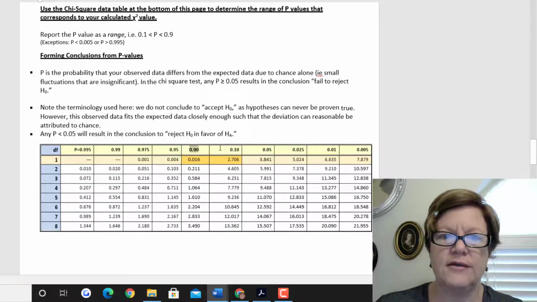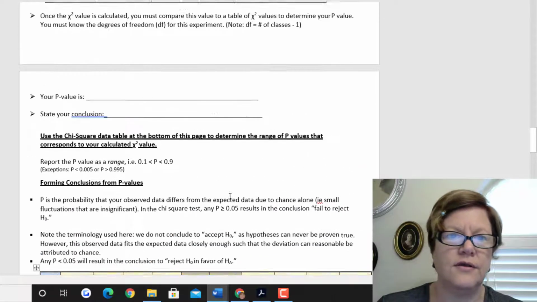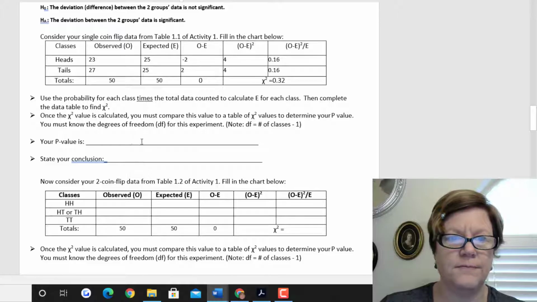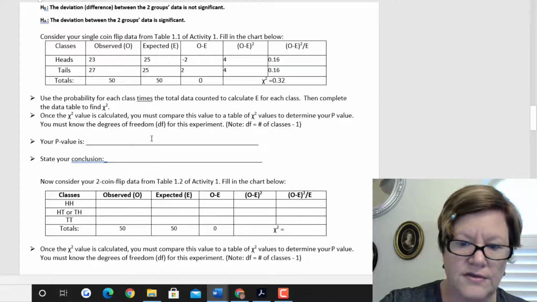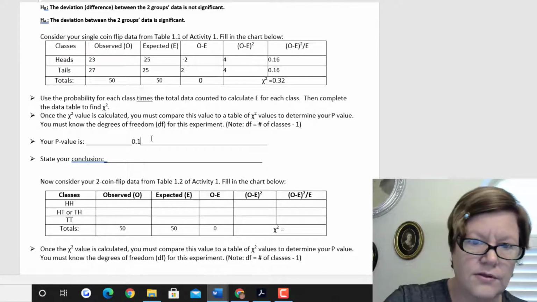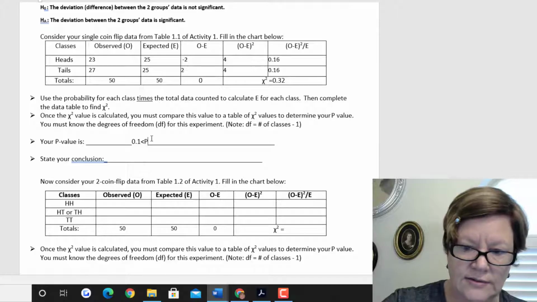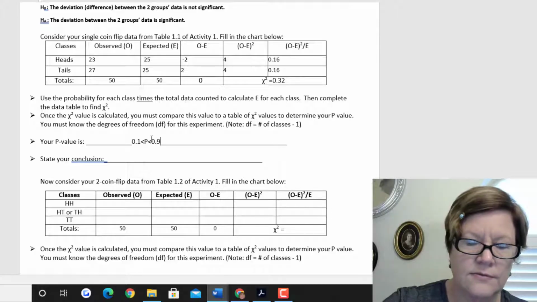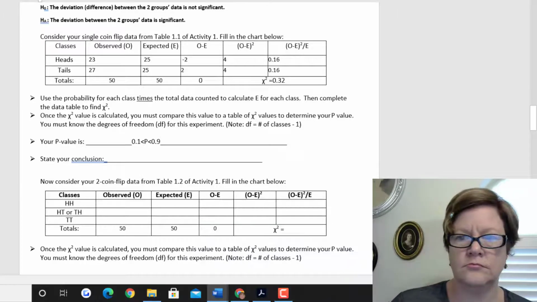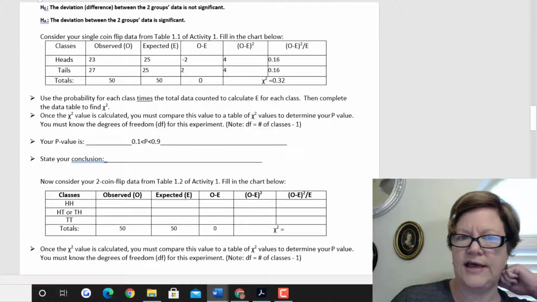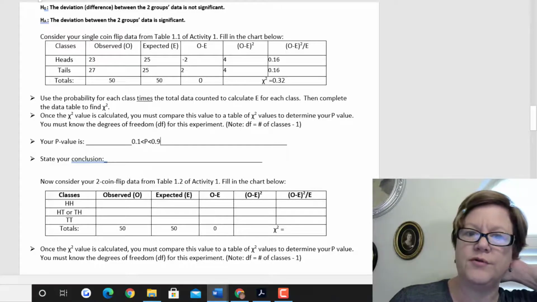So that means my p-value falls between whatever is in the yellow section up here. My p-value falls between 0.9 and 0.1. So that's what I'm going to put here. You have to be careful with your greater than or less than. Your p-value is between 0.1 and 0.9.